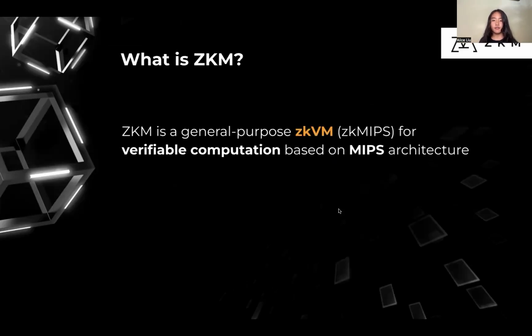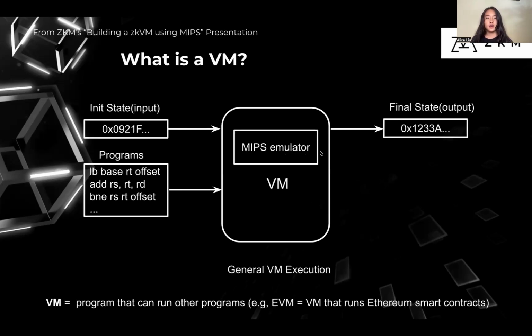Now that we've covered verifiable computation, let's go into the next keyword here, zkVM. But to understand what a zkVM is, we first need to answer what a VM, or virtual machine, is. You can think of a VM as a kind of program that runs other programs. For example, the EVM, which is the Ethereum Virtual Machine, is a type of VM that can run Ethereum smart contracts. So in a VM, we have a program that's compiled down to VM-readable code or machine code, as well as an input to the program.